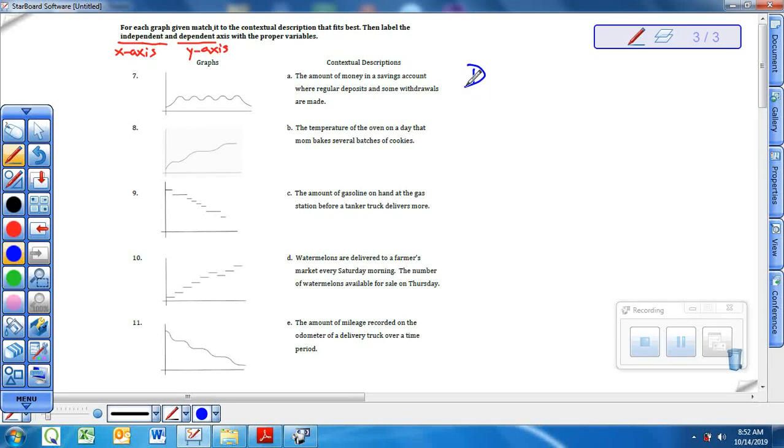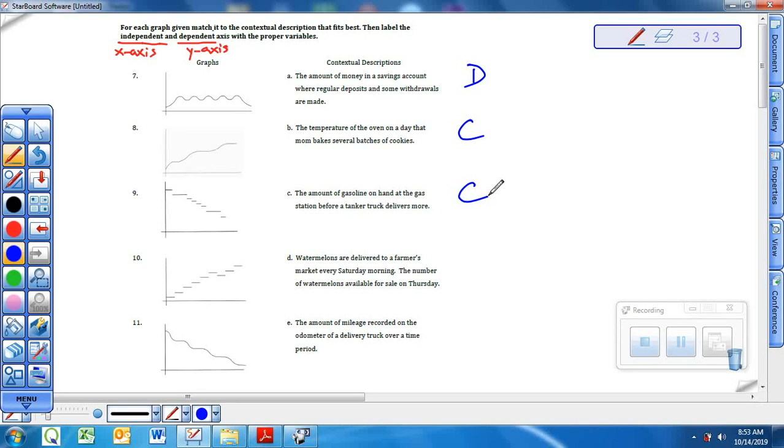B, the temperature of the oven on a day that mom bakes several batches of cookies. The oven's temperature will just kind of rise and fall depending on if you're baking cookies or turning the oven off, but this is continuous because at any moment in time I can see what the temperature is, whether it's higher or lower. Problem C, the amount of gasoline on hand at the gas station before the tanker truck delivers more. This one's continuous because it's gas, and gas is a liquid. You can see how much there is, whether you're putting more in or taking more out.